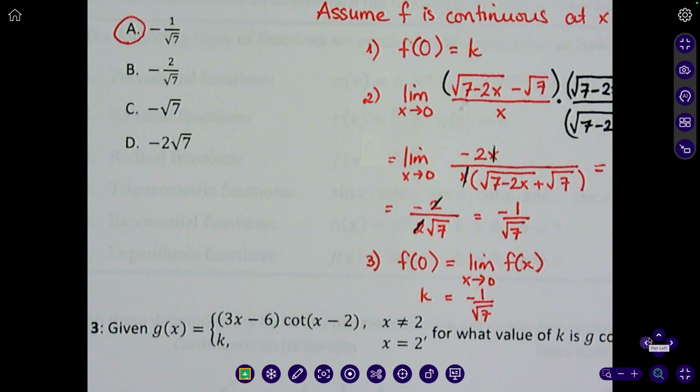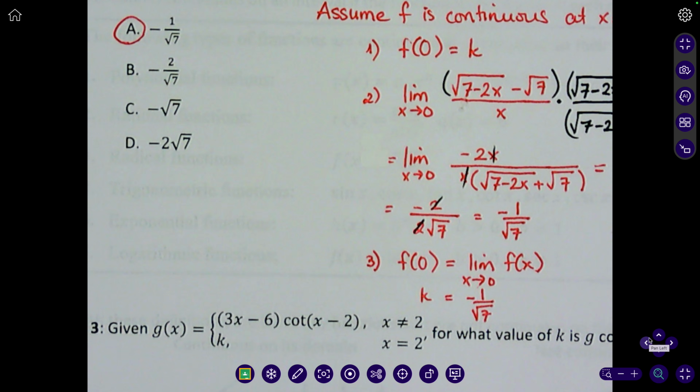Okay? Any questions on this one? Are we good? Okay. Go ahead and try number 3.